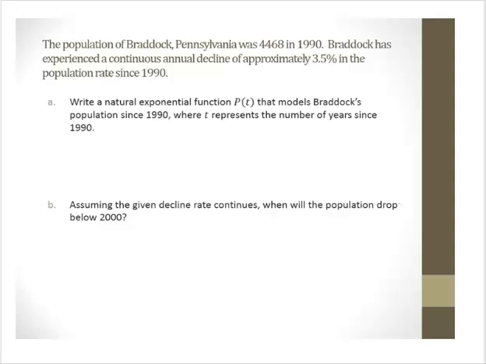Since we are told that we have a continuous annual decline of approximately 3.5%, that tells me that I can use an exponential model with the base e and with k equal to negative 0.035. So my natural exponential function would be p of t equals 4,468, that's the initial value, e to the negative 0.035 t.